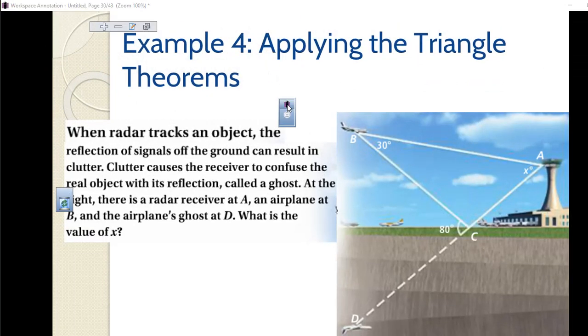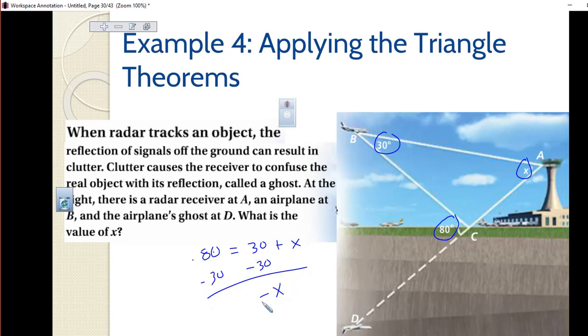Well, if you look here, see what information they give us in the picture. We have an exterior angle here. We have two remote interior angles. That means that angle 80 degrees is equal to the sum of 30 plus x. Subtract 30, and x is equal to 50. So 50 degrees over here at angle A. You can double check it by doing 50 plus 30 to get 80, and that is correct. And that concludes lesson 3.5.